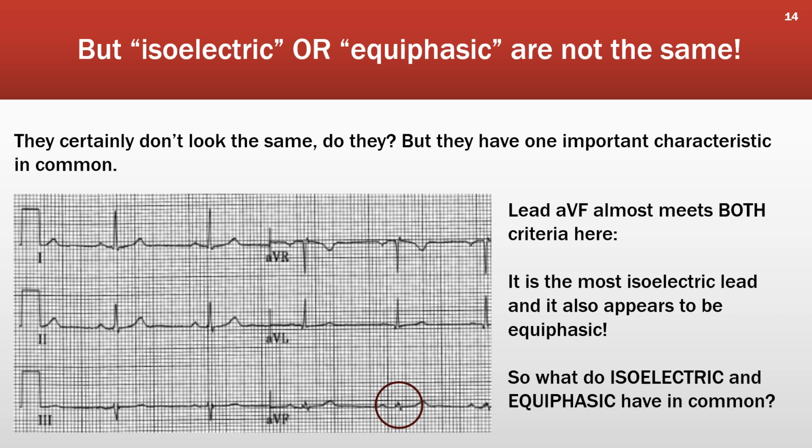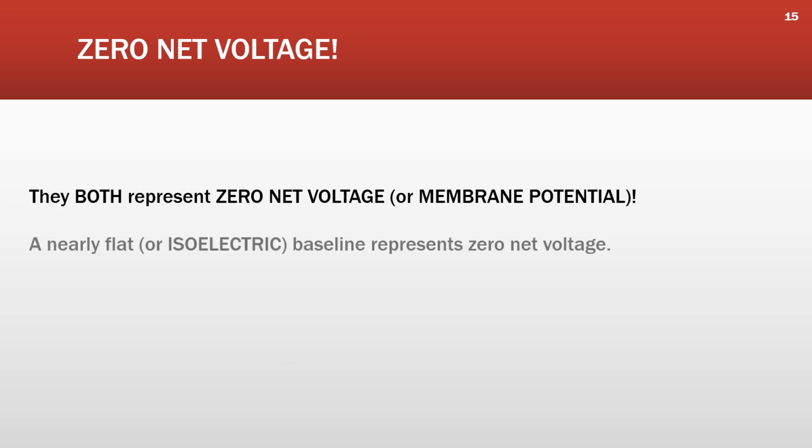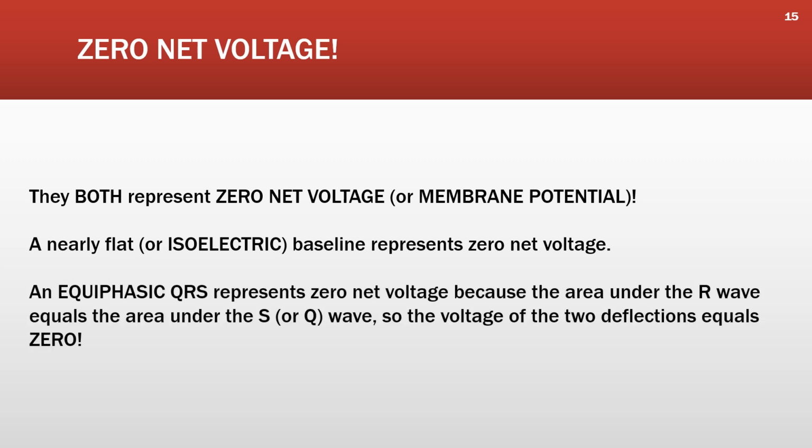Again, what do isoelectric and equiphasic have in common? Why are we looking for either one when they look so completely different? It's because they both represent zero net voltage or membrane potential. A nearly flat or isoelectric baseline represents zero net voltage. An equiphasic QRS represents zero net voltage because the area under the R wave equals the area under the S or Q wave, so the voltage of the two deflections equals zero.